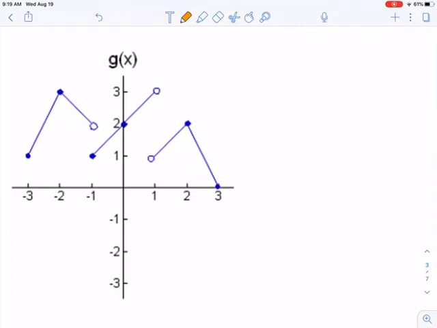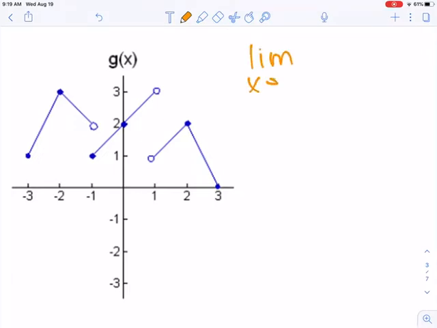The biggest thing that I'm worried about, well, there's two things that I'm most concerned about. Number one, if I give you a graph and I ask you for right-hand limits, left-hand limits, normal limits, can you pick those out? So let's go through this graph and look at a couple things.